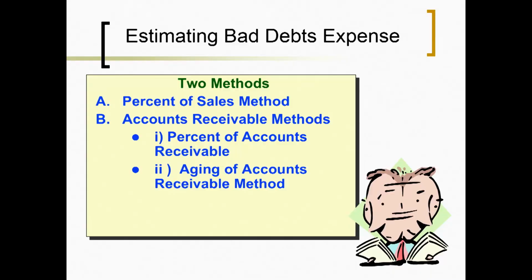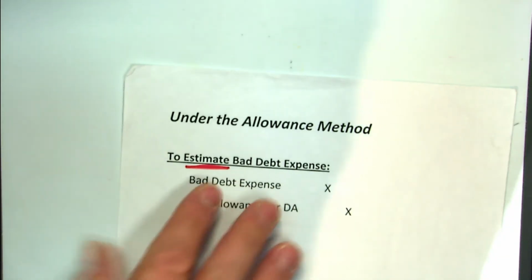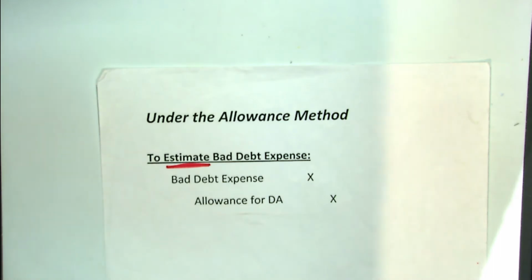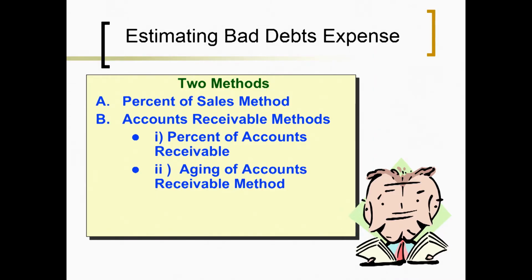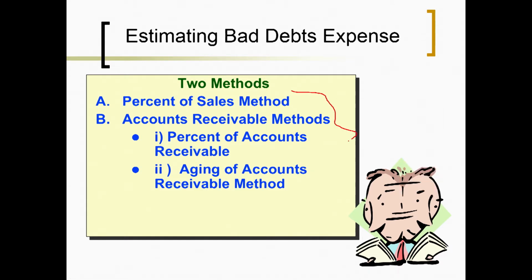This is the slide where we talked about how you come up with the number that goes into this entry right here. We know that's the entry. These are the methods for coming up with the number that goes into that journal entry. And I believe we talked through these methods right here, but we didn't get to the aging method. So now we're going to talk about the aging of accounts receivable method. So you can come off that.